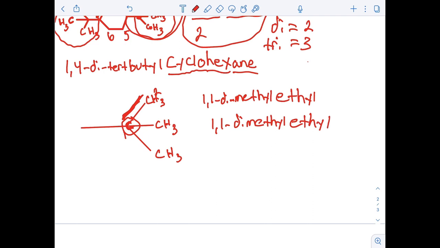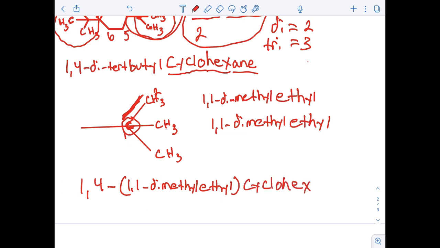So if you wanted to do it that way, coming back up here, this compound would be 1,4, and you would have to put a parenthesis in here. So 1,4, 1,1 dimethyl ethyl cyclohexane. Make sure you put your little dash in there. Actually, you don't need that if you don't need this line in there.